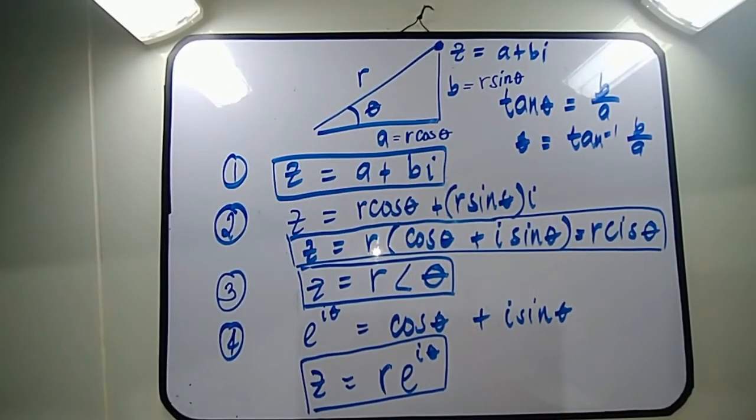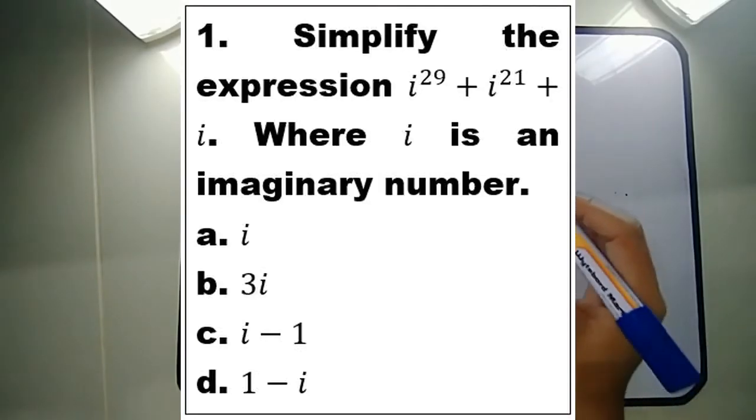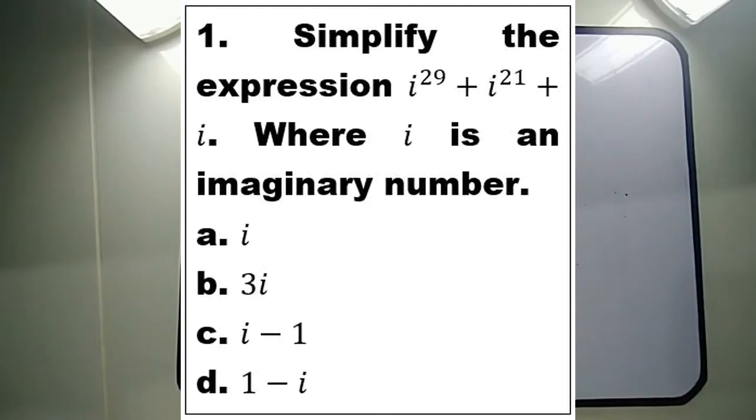So let's solve our first sample problem here. Our first problem is to simplify i raised to 29 plus i raised to 21 plus i, where i is an imaginary number.